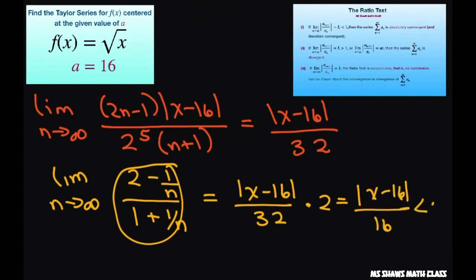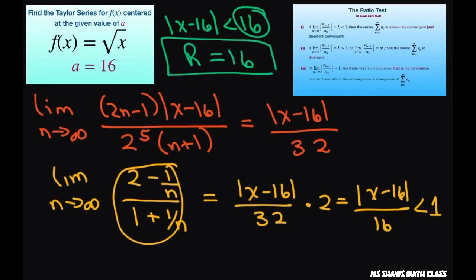And we set that less than 1. So when you cross multiply, you get the absolute value of x minus 16 is less than 16. Therefore, our radius of convergence is 16. And that's it.